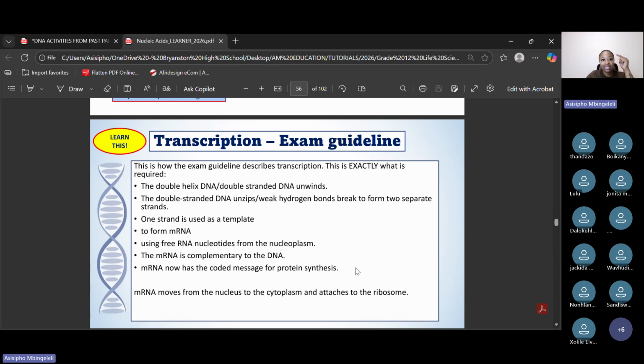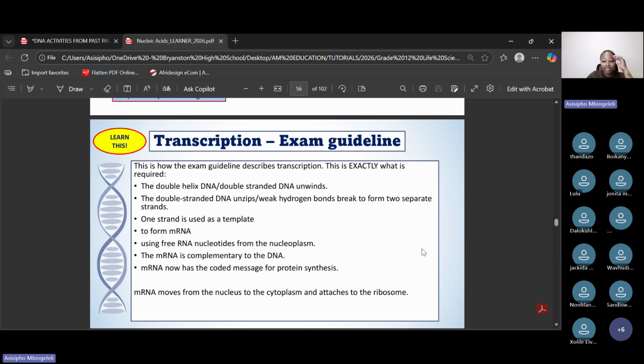I'm not sure if you can see my slide. I have transcription exam guidelines. I will need a few people to thumbs up if they can see that. I've left the question paper for now. So if you can see the... okay, cool. A few thumbs up.